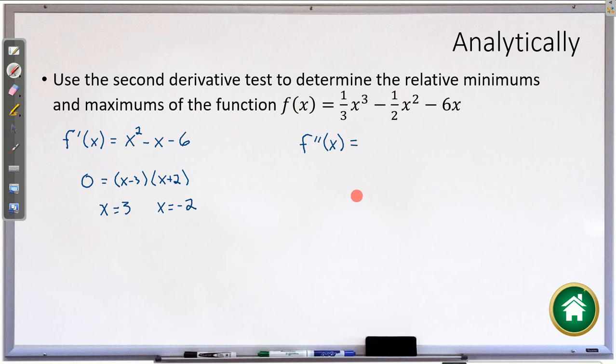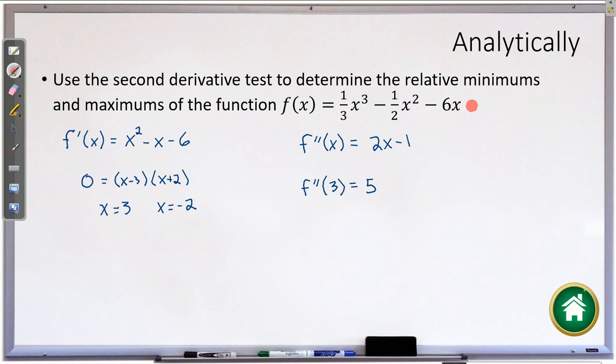Alright, so what is our second derivative? It is 2x minus 1. And what you do is you take the second derivative and you just plug in the critical points. So we're going to plug in 3. If I plug in 3, we get 6 minus 1 is 5. Now what does that tell us?